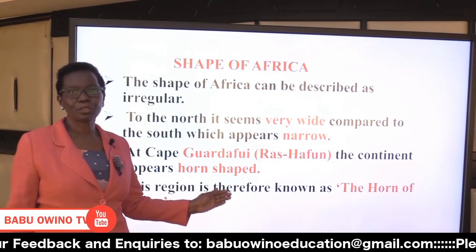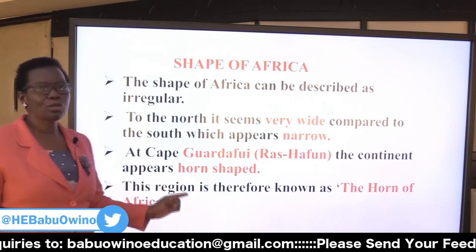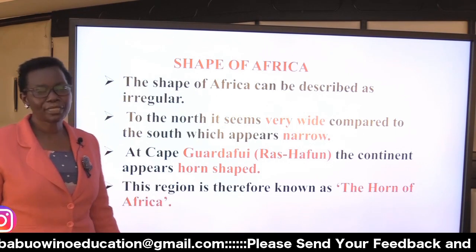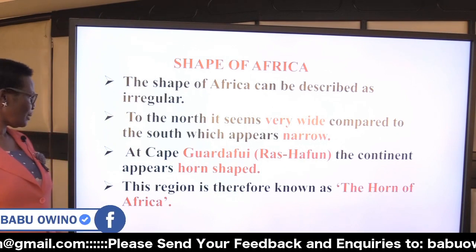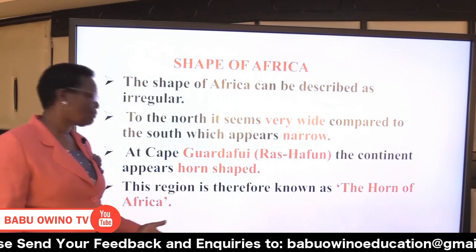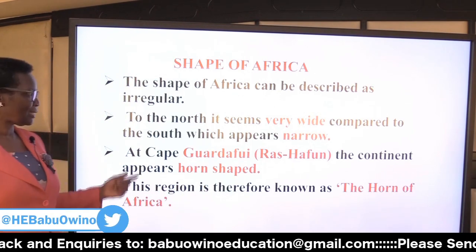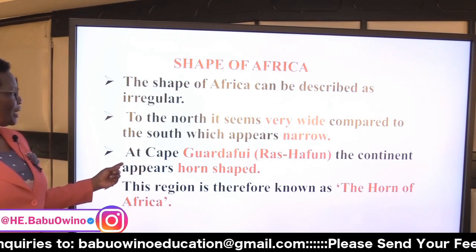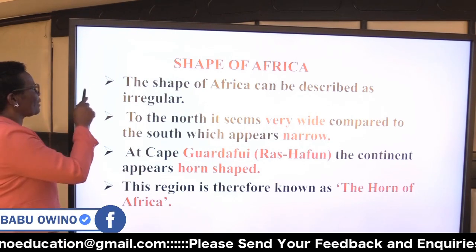Then at Cape Guardafui, which is also known as Ras Hafun, the continent appears horn-shaped. A horn of a cow, that's a horn. So this region is normally known as the Horn of Africa because of that horn shape. I've just said that the horn shape is at Cape Guardafui or Ras Hafun.